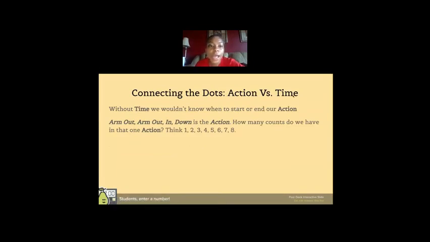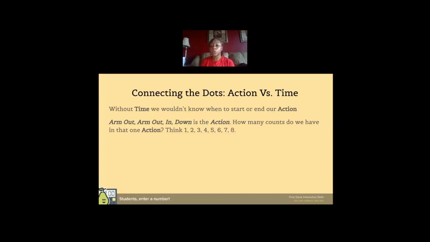Connecting the dots, action versus time. Without time, we wouldn't know when to start or end our action. So the movement, we go arm out, in, down is one of our dance actions. So how many counts do we have in that one action? Remember, we use 8 counts in dance.